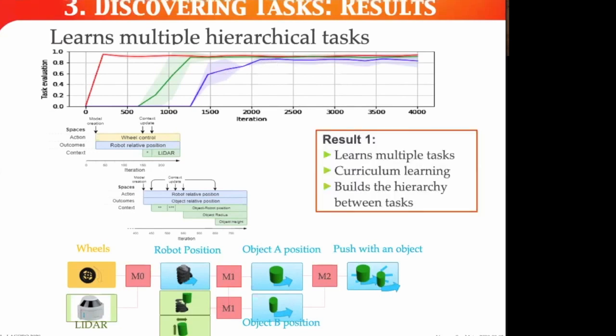So we can see there that through these results, the robot learns multiple tasks. It learns also its curriculum because it starts by mastering its own position, which is a simple task, and it's only at the end that it tries to push an object with another. And it builds the hierarchy between tasks, and it can reuse directly the actions for each subtask to control the bigger task.